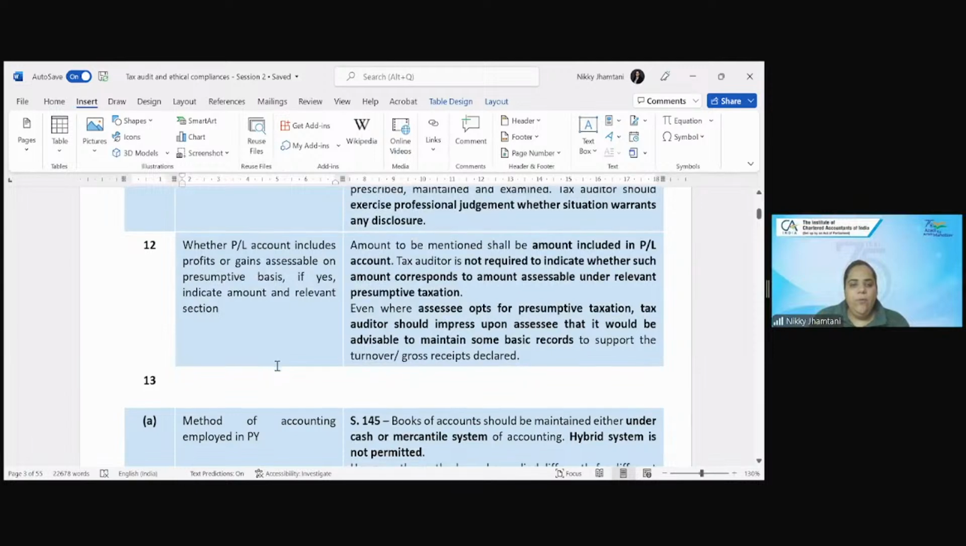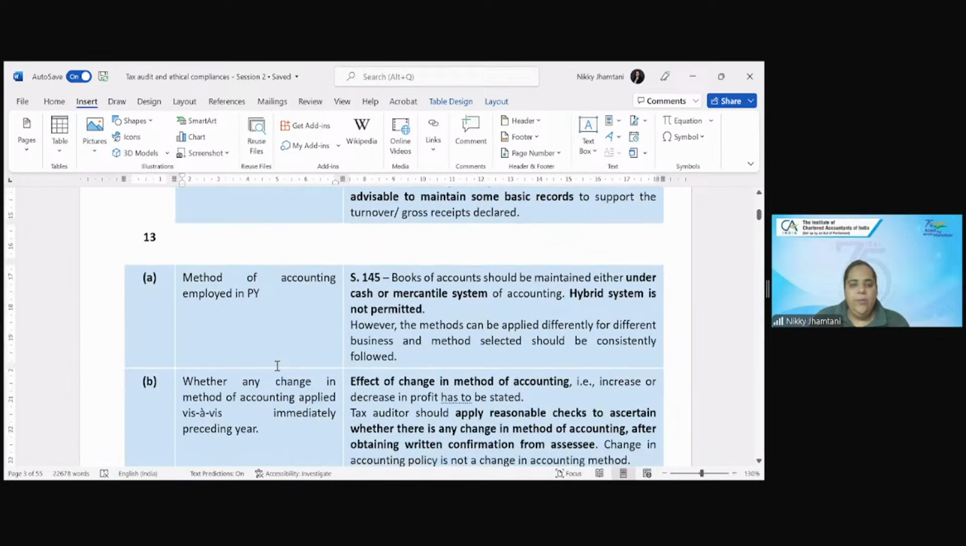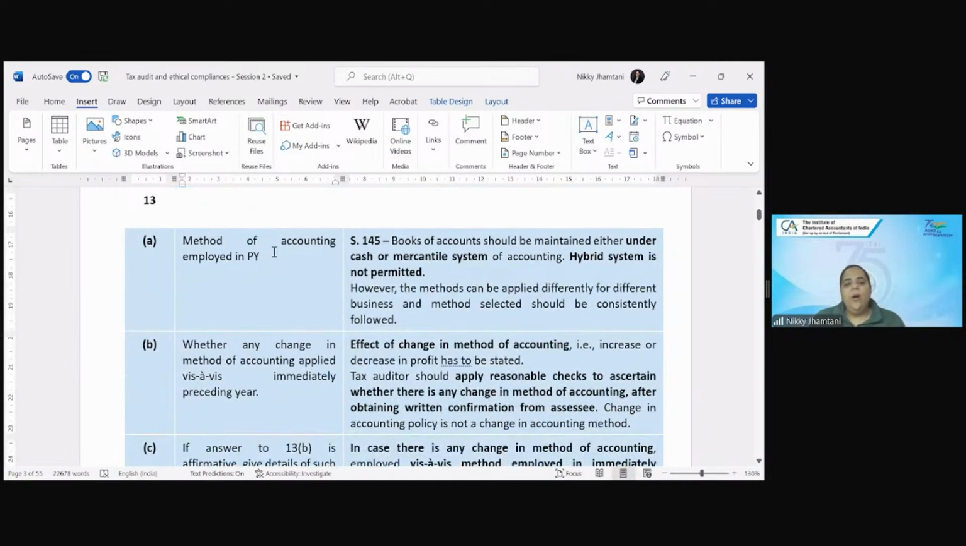Then we move forward to clause 13. Clause 13 deals with A part, method of accounting employed in a previous year. So section 145 हमने पहले भी पढ़ा था. It prescribes method of accounting, and what it says is books of accounts should be maintained either under the cash system or the mercantile system of accounting. Hybrid system of accounting is not permitted.